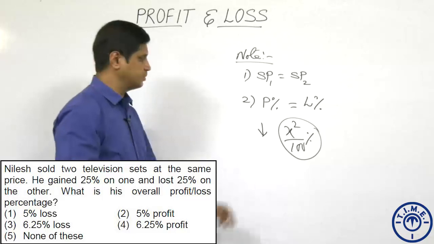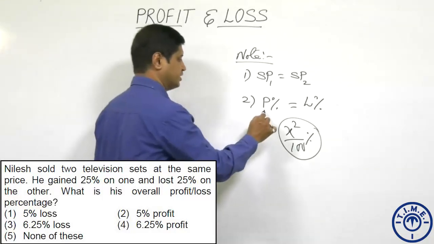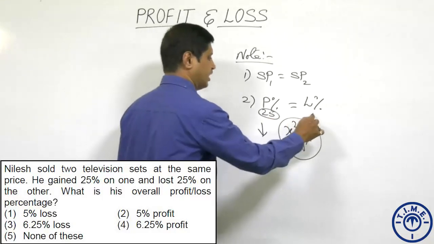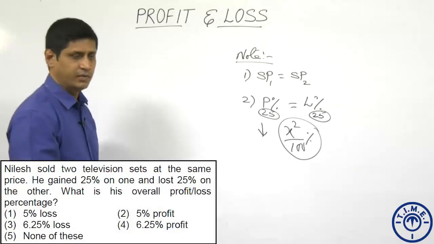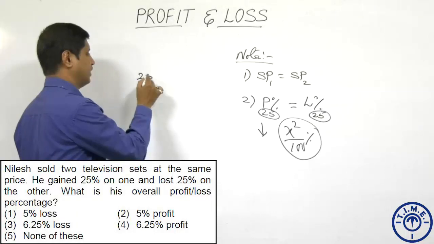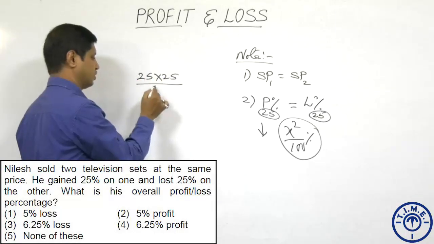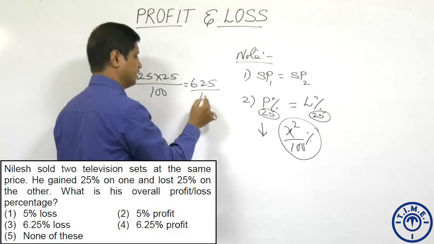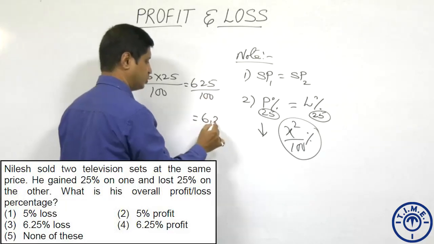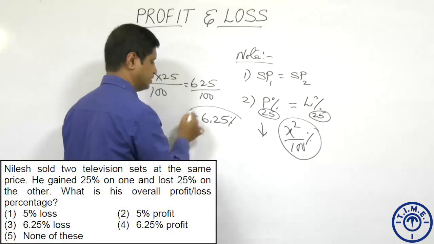X square by 100% means, what is the profit percentage? It is 25%. What is the loss percentage? It is also 25%. X is nothing but 25. So 25 into 25 by 100. So 25 square is 625 by 100. The right answer here is a 6.25% loss.